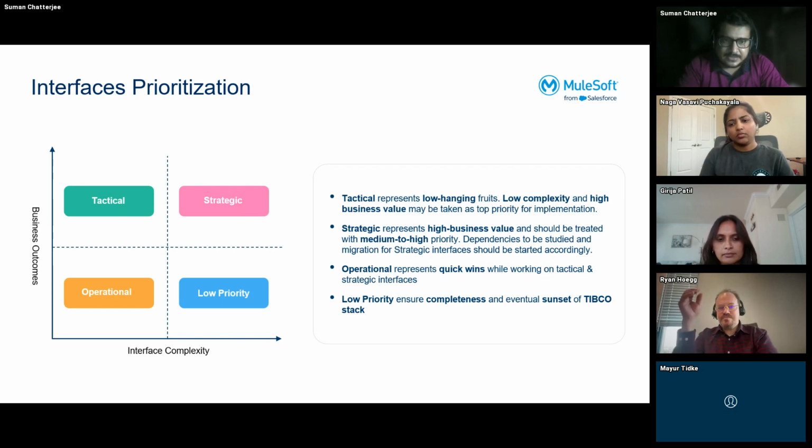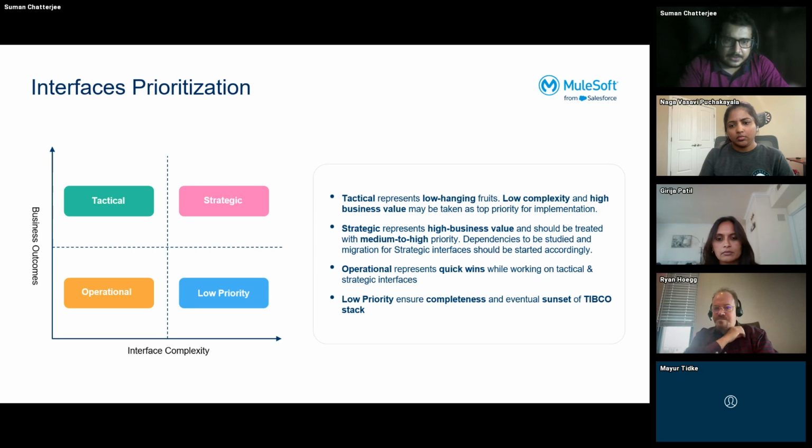Once that is done, you look at your strategic APIs. These strategic APIs are complex, highly result oriented, pretty high in the business outcomes, and pretty complex. These are the heavyweights of your integration domain, and they will take you the longest time. So that's the reason to mark your strategic APIs as the second phase of your migration.